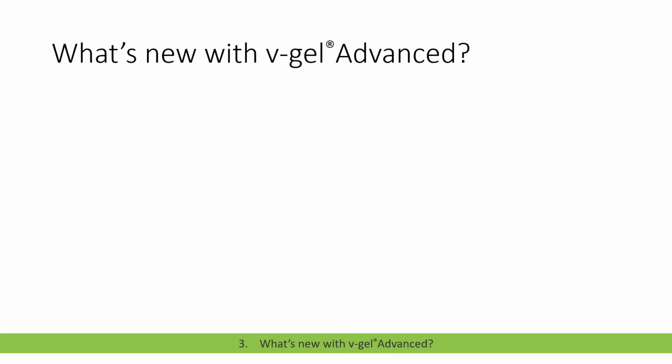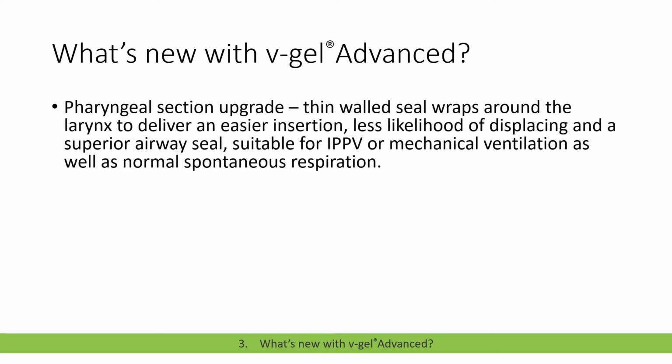The V-gel advanced devices have been based on the successful original V-gel for cats, but we've taken opinions from clinicians around the world to create the new advanced devices. Now the major change has been in the pharyngeal section. A new thin-walled soft seal wraps around the larynx like a curtain, and that does a number of different things. You still get an easy insertion, you get an increased stability, so there's less likelihood of the V-gel displacing during use, and you get a real upgrade to the airway seal.